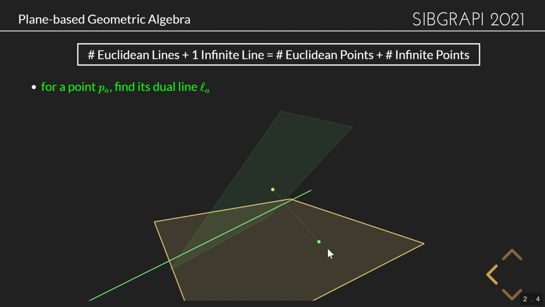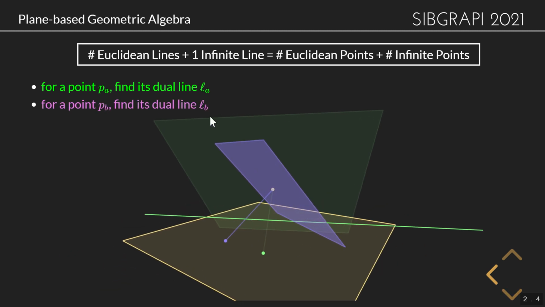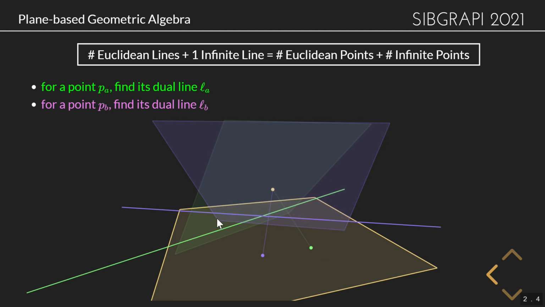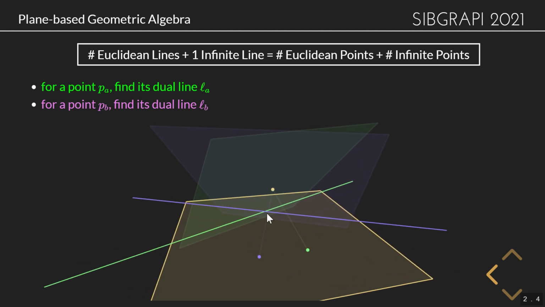And these elements are in a duality relation. So the green line is the dual of the green point, and the green point is the dual of the green line. Now let's do that for a second point. So we take this purple point, construct a line, construct the orthogonal plane, and see where it cuts the projective plane. So we now have these two dual lines, the purple line dual to the purple point, the green line dual to the green point.